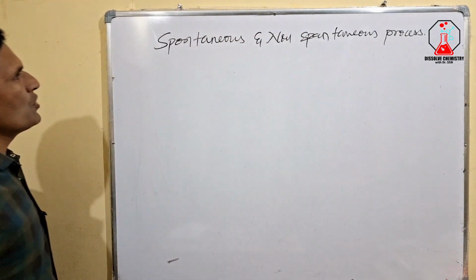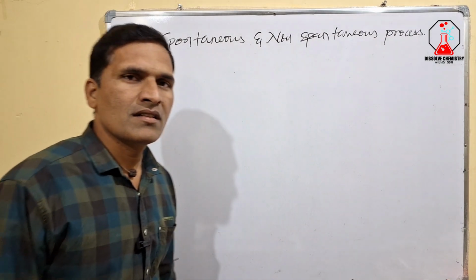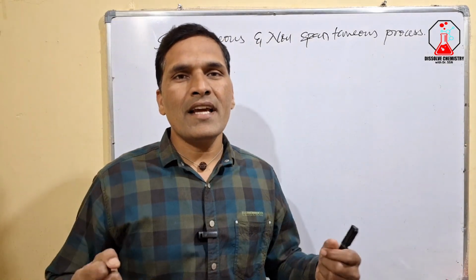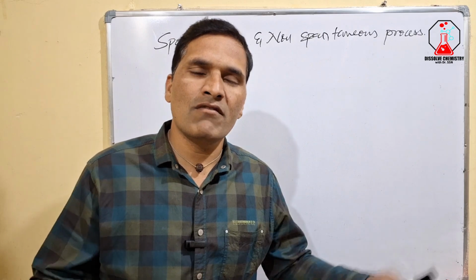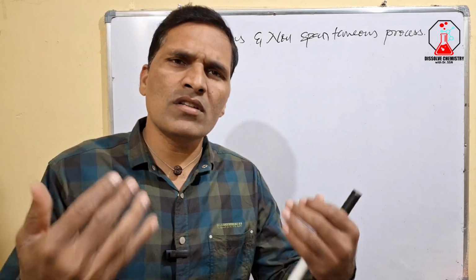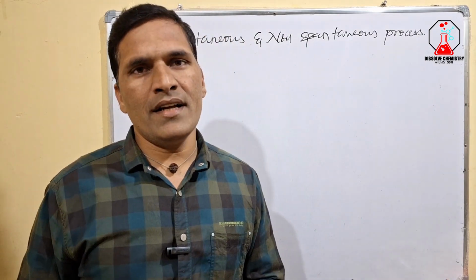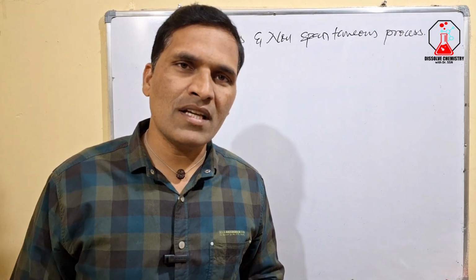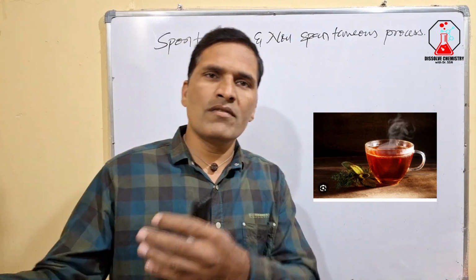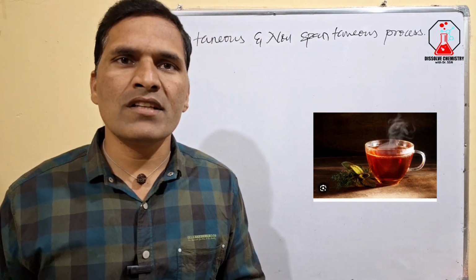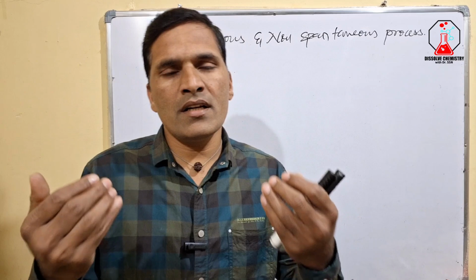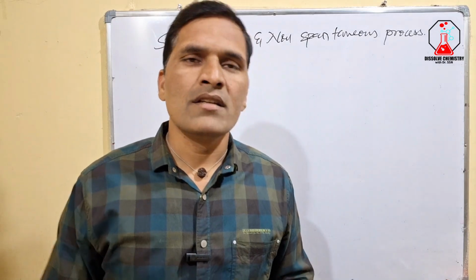So what do you mean by a spontaneous process? Any process which is going to happen on its own, without any external aid or support of energy or work, we call spontaneous. Naturally it is going to happen. I will take some physical processes, and along with that some chemical reactions, which occur spontaneously without any external aid or support. It happens on its own.